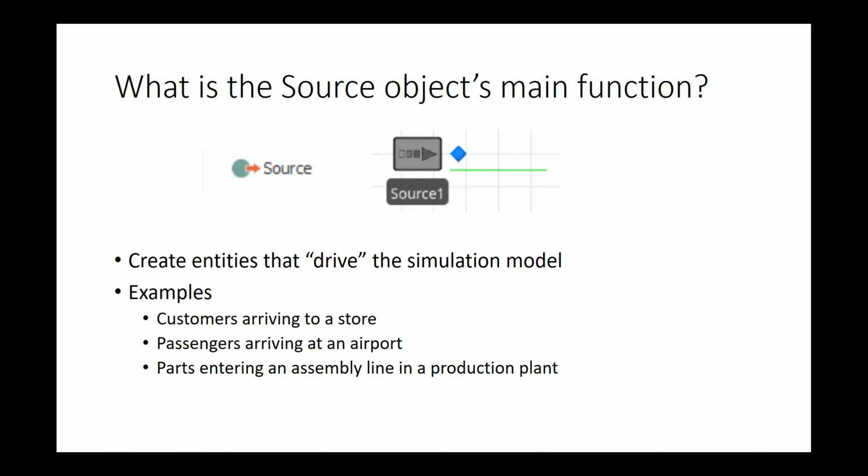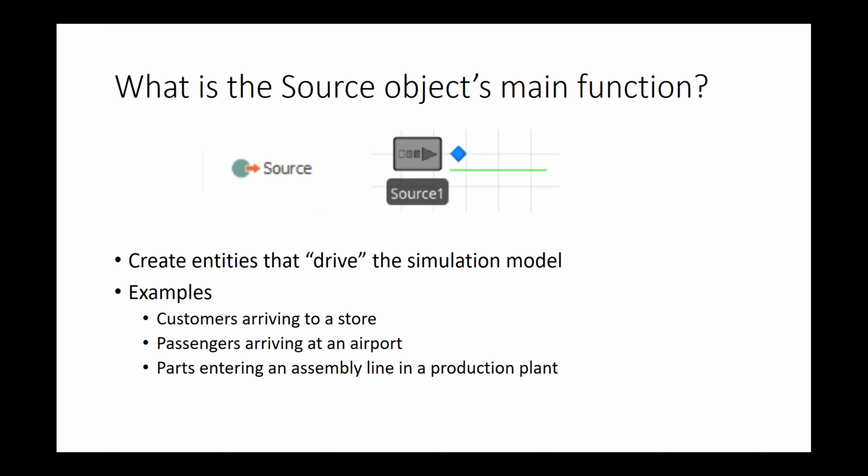For example, you want to model the operation of a store. You have to have customers arrive to the store. The customers are going to be represented by model entities, and those model entities have to be generated somewhere, and that's what the source object does. Another example is if you're modeling an airport, you want to model the passengers arriving at the airport. That process could be represented by a source object generating the model entities, which are the passengers.